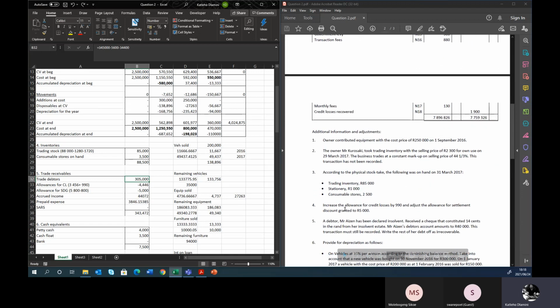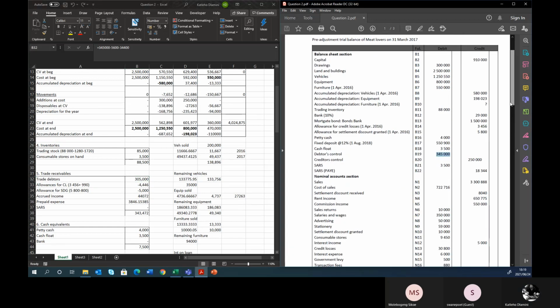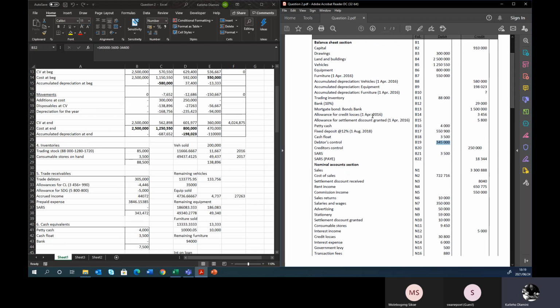Then they said here, increase the allowance for credit losses by 990, right? And then you must adjust the settlement discount one to 5,000. So I must look for them in here first, to see what they were sitting at. I see my allowance for credit losses, the one they said I must increase by 990, is sitting here at 3,456 Rand as of the beginning of this year. Fine. So I put it there, and then I add 990, and I get to a new total of 4,446 Rand.